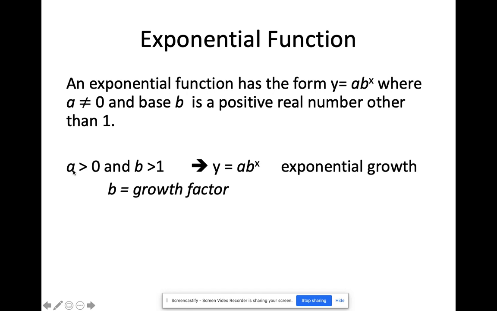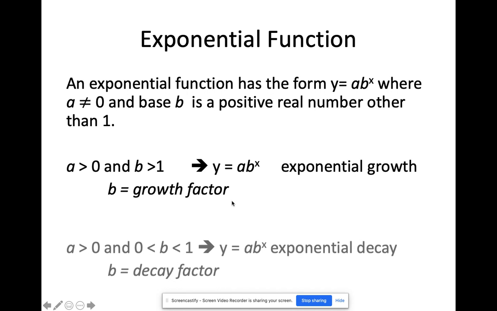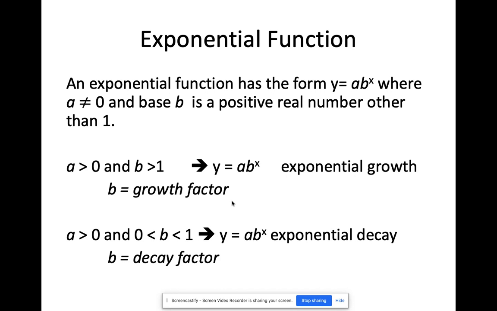If a is positive and b is positive greater than 1, then we have an exponential growth, and b is the growth factor. While if a is positive and b is a fraction between 0 and 1, then what you have is an exponential decay, where b is the decay factor.